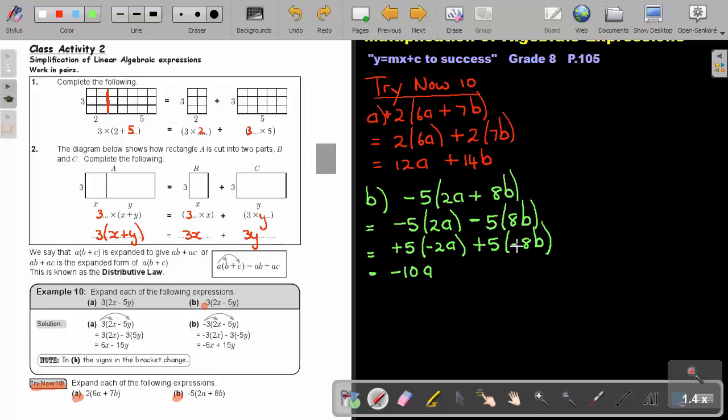Again, how many negative signs are there? Just one. It's an odd number, so the sign will be negative. And 5 times 8 will be 40, and it will be equal to b. And this was, try now, number 10B. Okay, let's go to the next page.